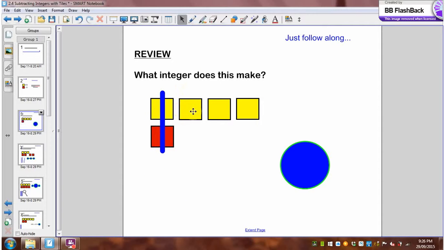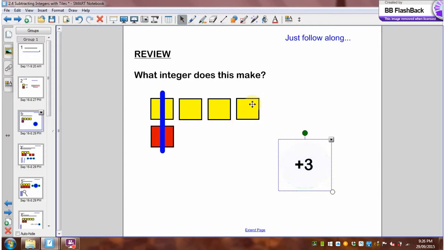What do we have left? We have 1, 2, 3 tiles left, and they're yellow tiles. So we have 3 positive tiles left. So that integer should make positive 3. You guys should be really familiar with that now. And if not, please pause the video and ask a buddy for help, or ask me if I'm available. If you got the right answer, that's great. Let's move on.